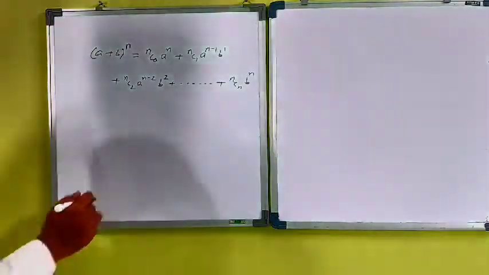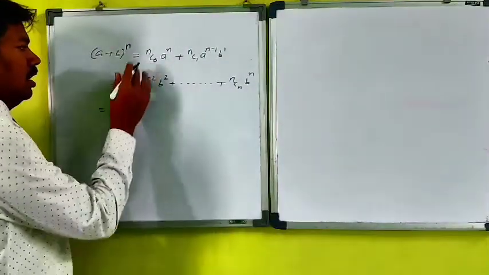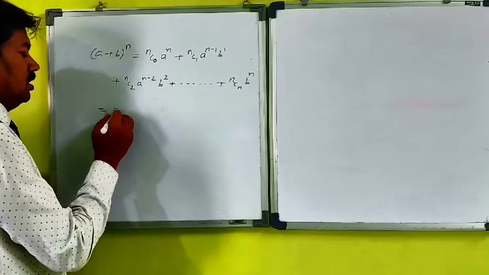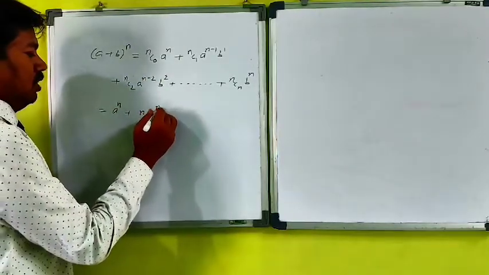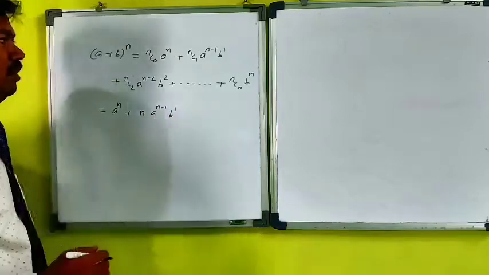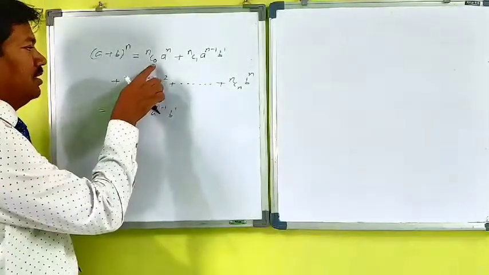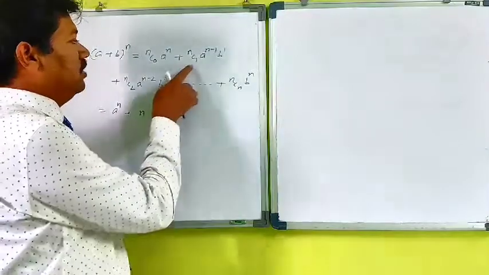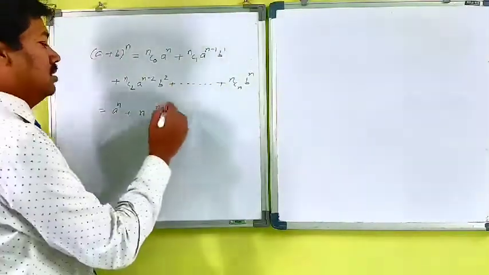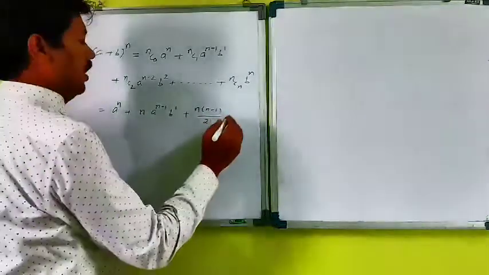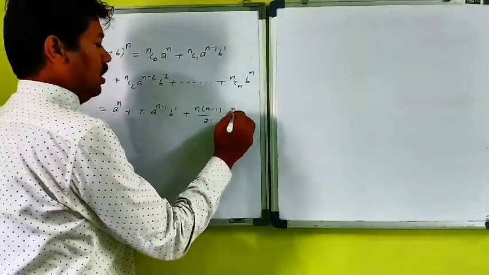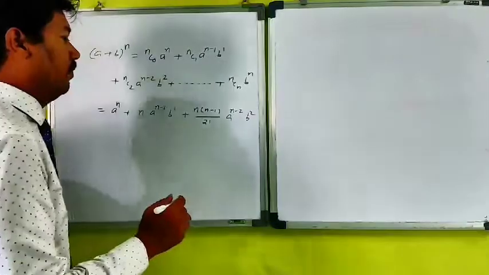This expression is written as nC0, which means 1, so it is a raised to n. Then the next is n a raised to n minus 1 b raised to 1, because this is a way to calculate nC0. nC0 value is 1. nC1 value is what? n. nC2 value is what? n into n minus 1 upon 2 factorial a raised to n minus 2 b square.